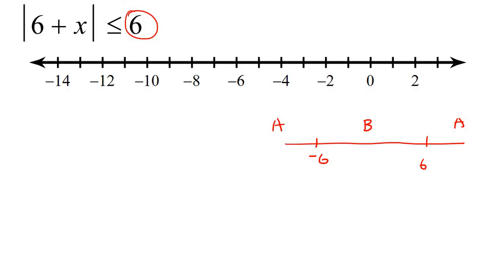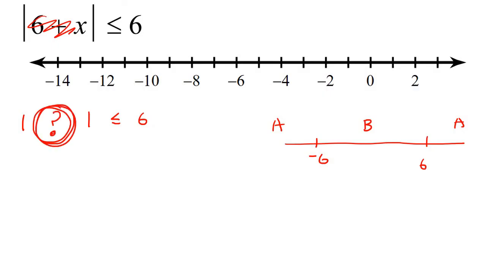Alright, so what we do now is we ignore whatever's inside here, and we ask ourselves, what numbers would we want to put inside there so that when you take the absolute value, it'll be smaller than 6? Smaller than or equal to 6. Well, let's try interval A first. So interval A, I don't know, what numbers are smaller than -6?